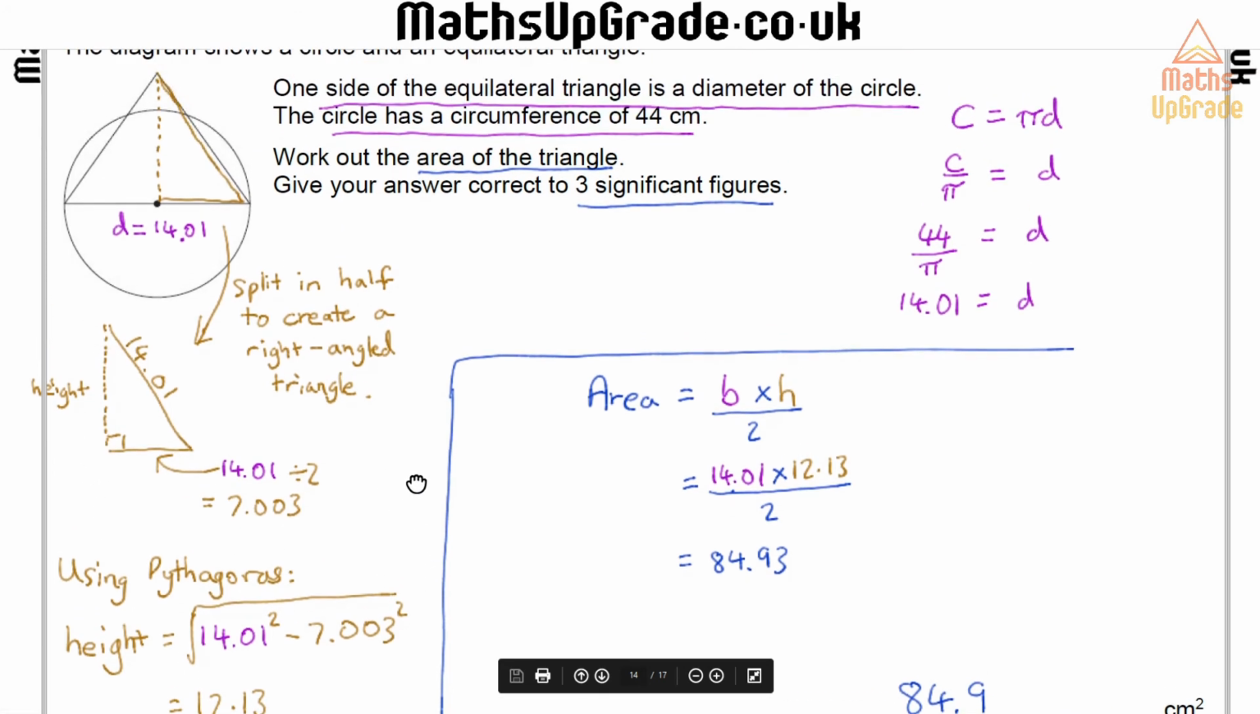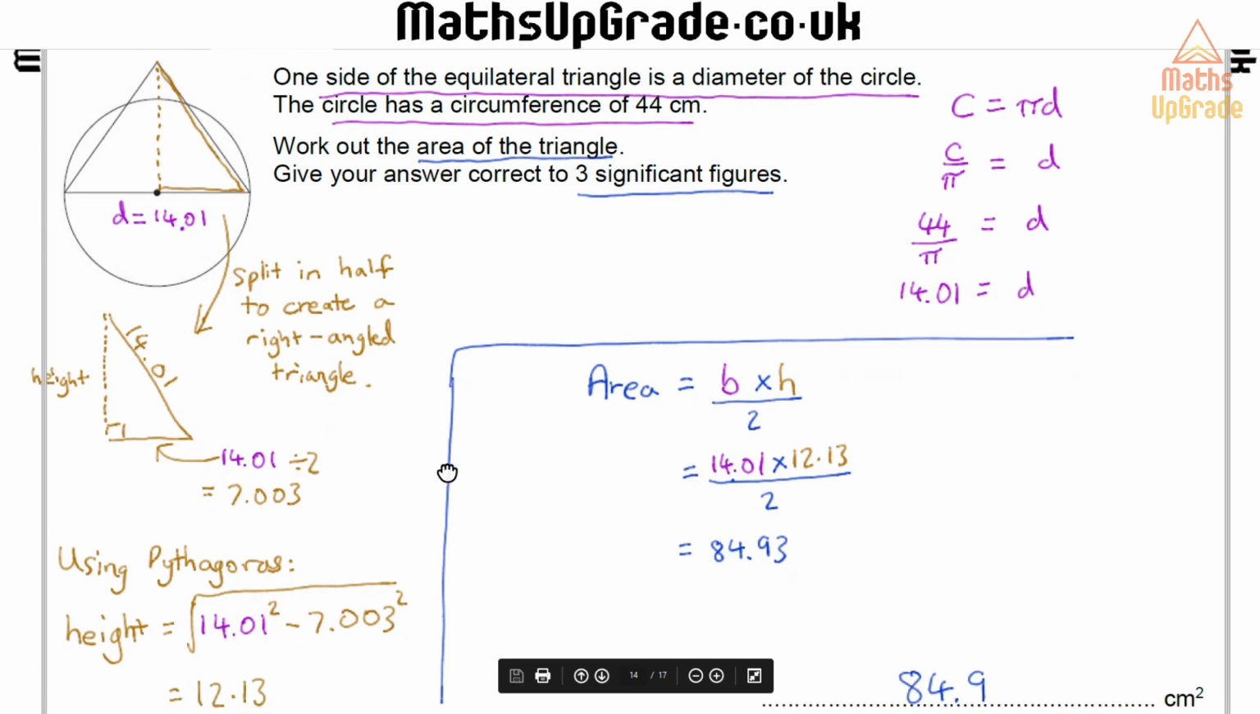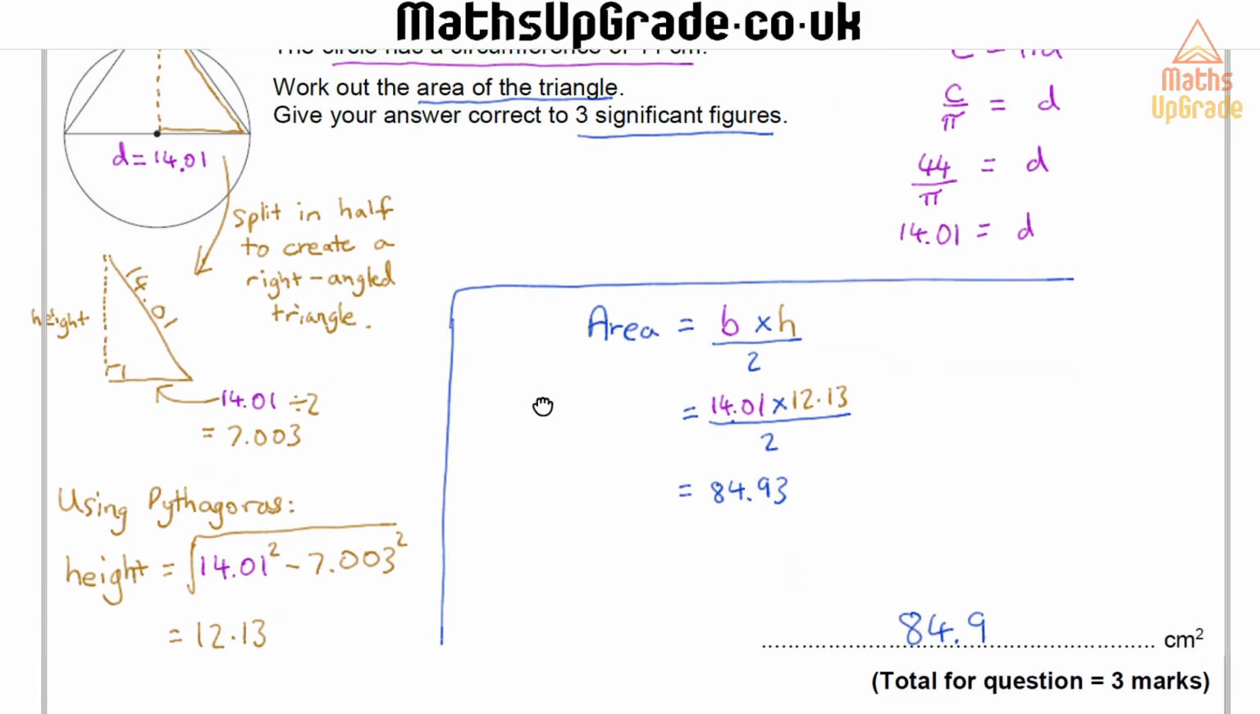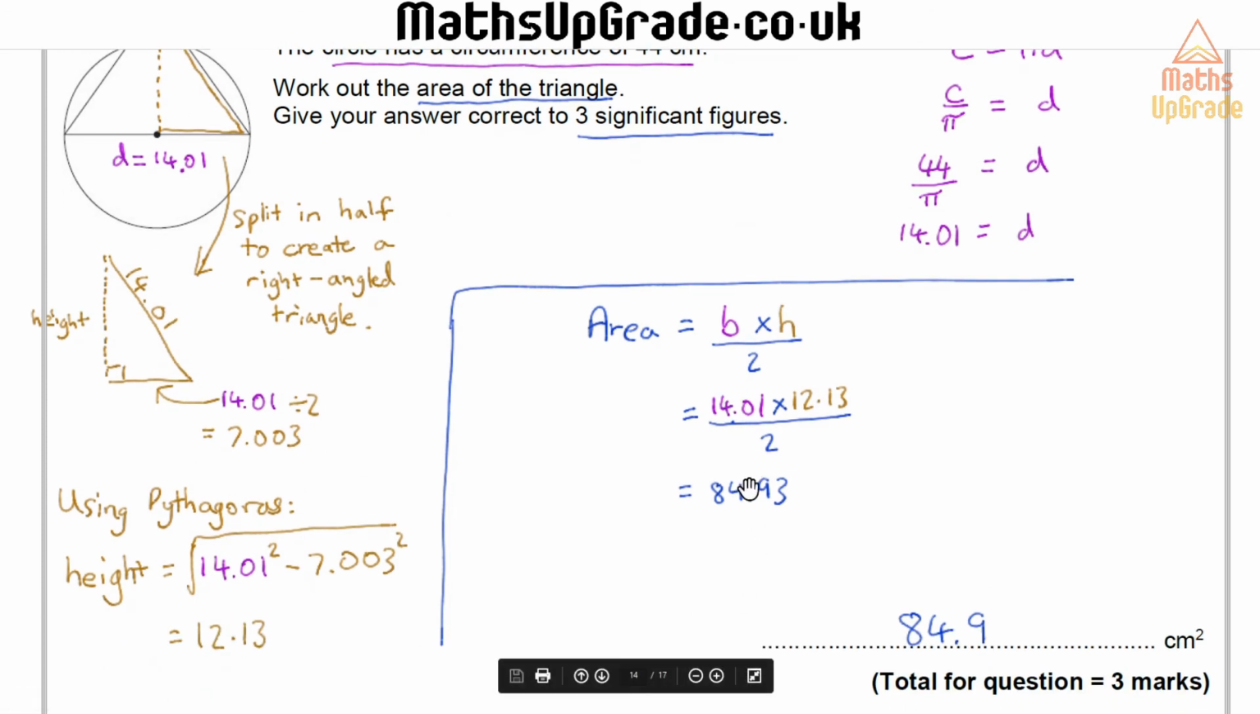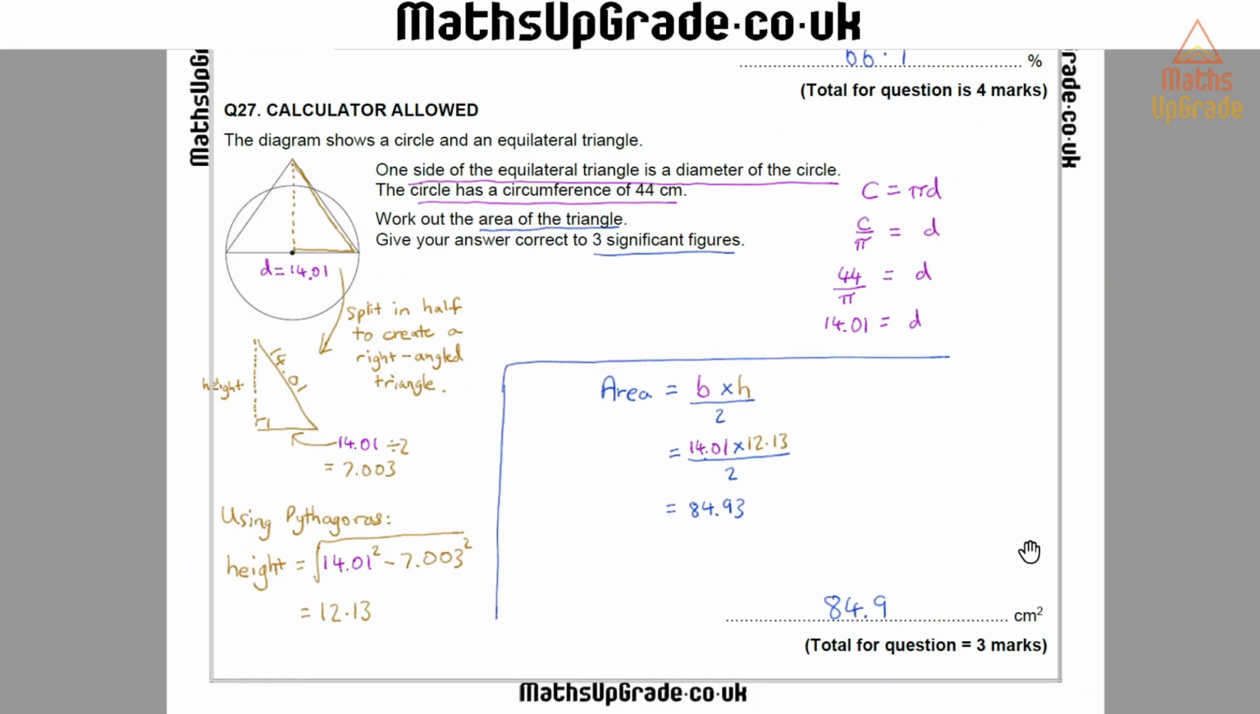Now, the area of the triangle is given by base times height divided by 2. So if I substitute it in, the base is 14.01, which is all the way across here, and the height is 12.13, which I've just calculated. Divide by 2, and I get 84.93. Three significant figures would be 84.9, and that would give you your 3 marks.